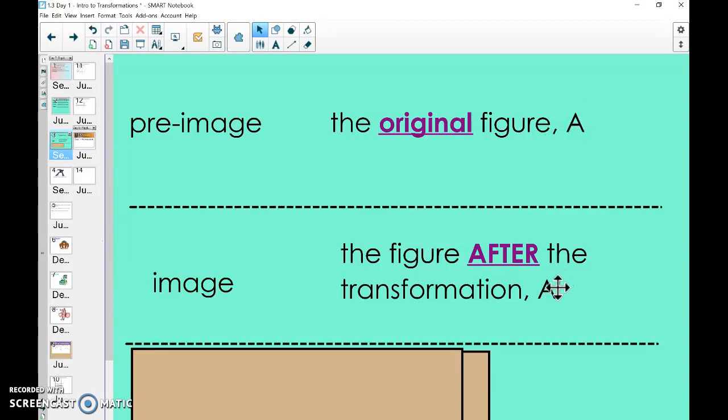And then when we transform it, we have this little apostrophe mark, which is actually pronounced A prime. That's how you say this. You don't say A apostrophe. It's not the number 1. It's not A dash. It's A prime.